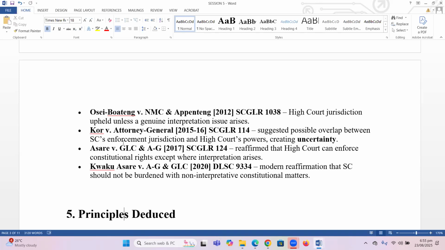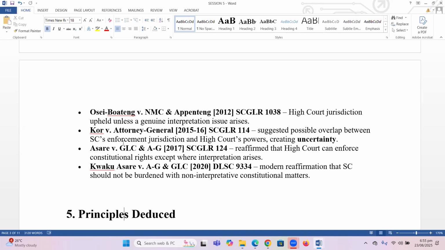So, Justice Atukuba in court against Attorney General was trying to bring out the possible overlap between the Supreme Court jurisdiction and also the High Court's powers, because talking about the fact that the enforcement jurisdiction can be independent of the interpretive jurisdiction.